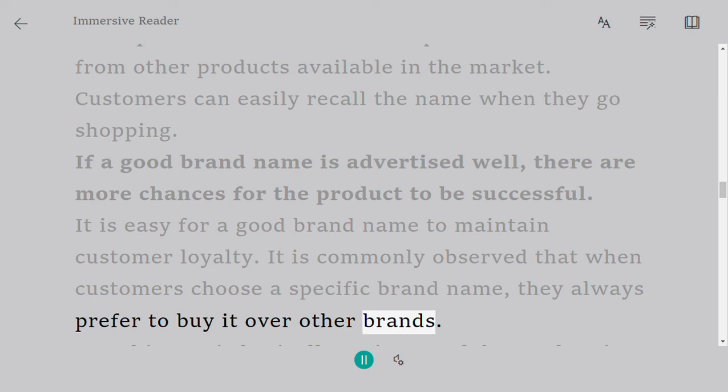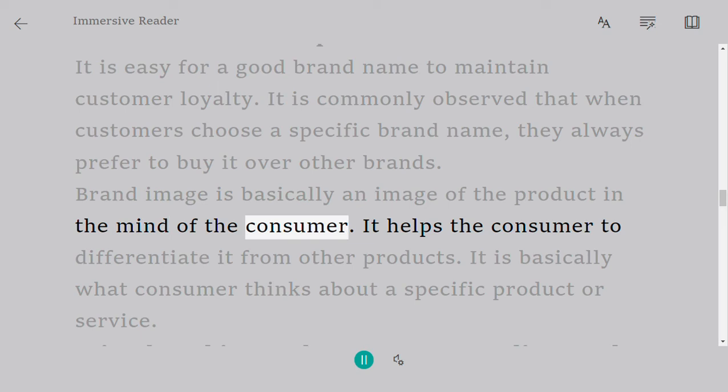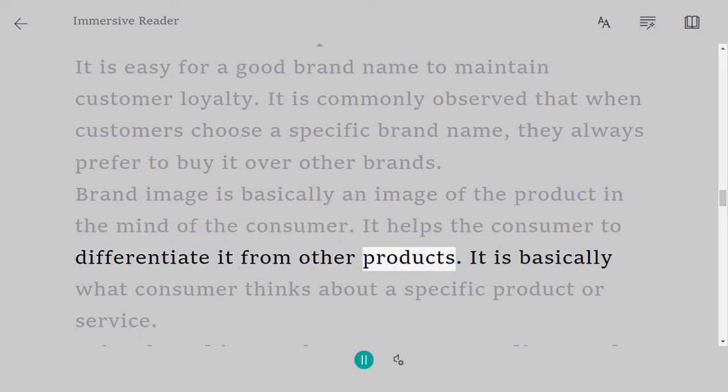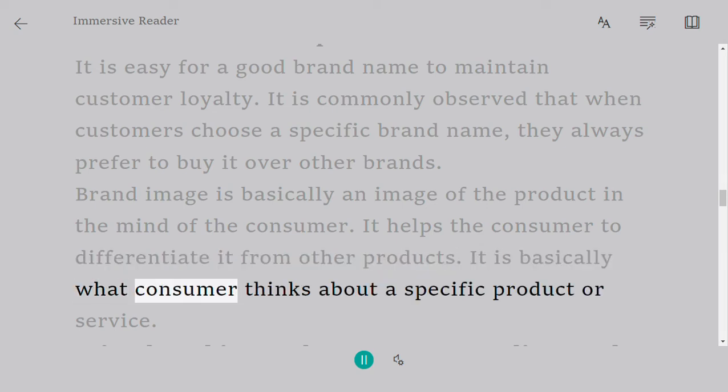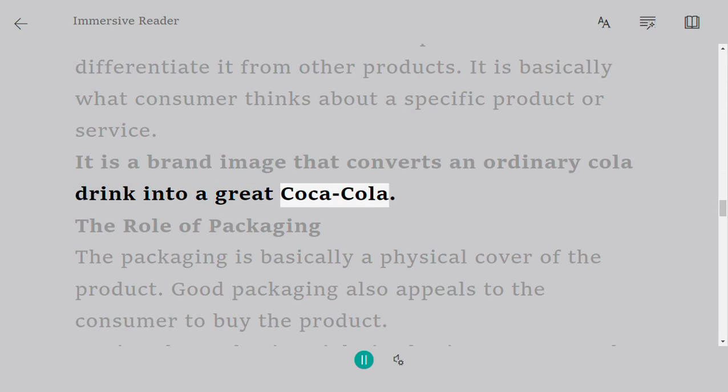Brand image is basically an image of the product in the mind of the consumer. It helps the consumer to differentiate it from other products. It is basically what the consumer thinks about a specific product or service. It is a brand image that converts an ordinary cola drink into a great Coca-Cola.